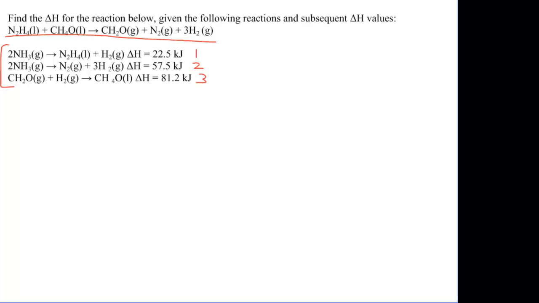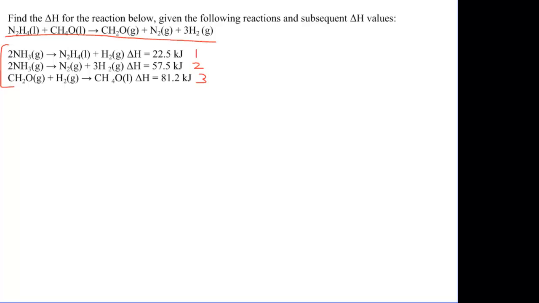N2H4 plus CH4O forms CH2O plus N2 plus 3H2. We have to figure out how to put these three reactions, 1, 2, and 3, together in a way that gives us that top reaction. The easiest way I have found students to be most successful with this is to start with each of your reactants and products, find those that are only in one equation, and figure out how to put the equation correctly to get the reactant or product on the right side with the correct coefficient.